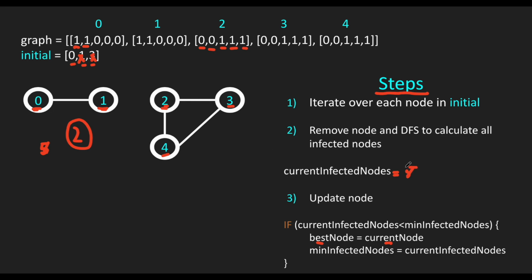The current number of infected nodes now equals 2, and 2 is less than our minimum infected nodes. Again, minimum infected nodes is 5, which we set earlier when we considered 0. Since it's less than our minimum infected nodes, we are setting that to 2. So we are setting our minimum infected nodes to 2, and also updating our best node. In this case, the best node is 3, which we are returning here.